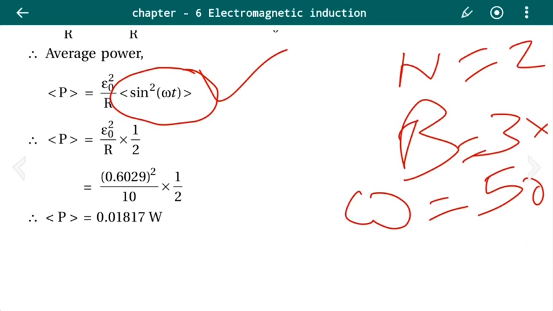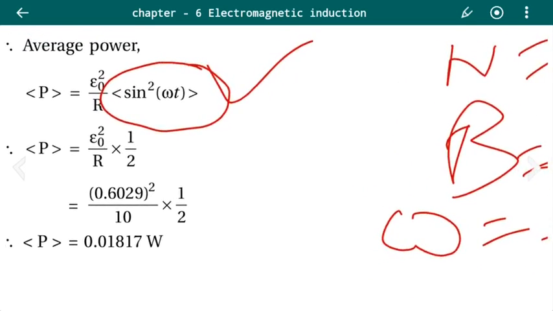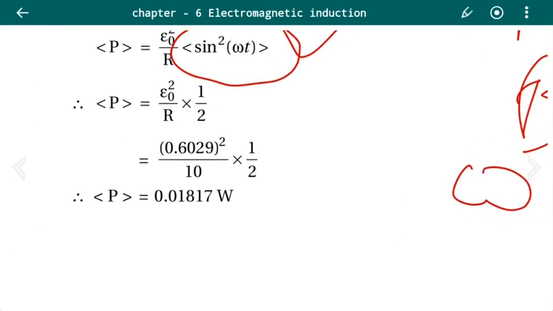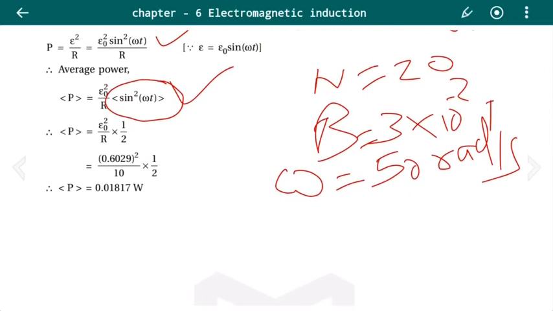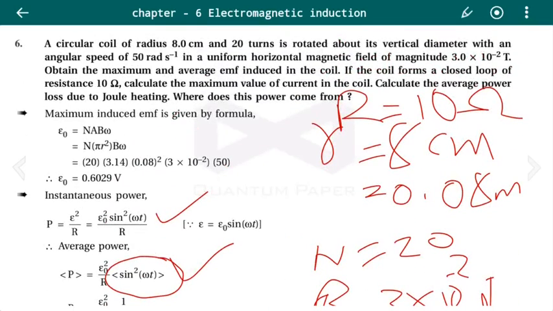Now substituting the values of epsilon 0 and R, we get 0.6029 whole square by 10 into half. When we calculate this, we get the value as 0.01817 watt. So the value of the average power is 0.01817 watt. So students, you may note down this numerical.